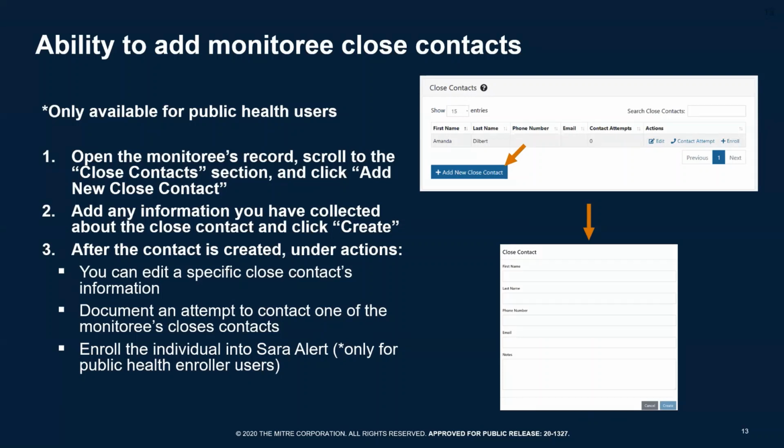Public health enroller users additionally have the capability to enroll a close contact through the Enroll link, as seen in the top screenshot off to the right side of the table. Clicking that link will start the Enrollment wizard, and Sara Alert will pre-populate any relevant data elements in the Enrollment wizard that were previously captured in the close contact table.